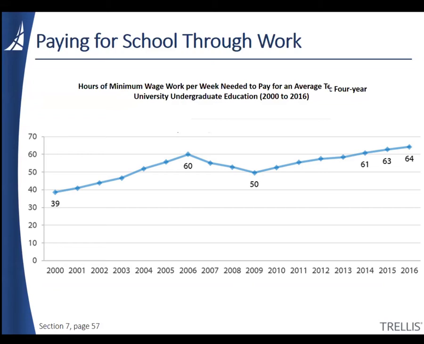Historically, cost of attendance tends to be a little lower in Texas compared to national averages, but even in Texas in 2016, 64 hours of work at minimum wage would be needed to cover the average cost of attendance at a Texas public university for 2 semesters, and that's every week of the year.